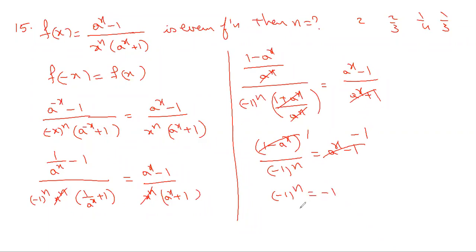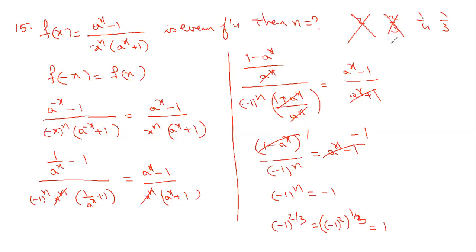So n can be many even numbers, odd numbers. There are many values possible for n; 1 is also fine, but out of the options, which is possible, that's what they're asking. If you substitute n equal to 2, it is not going to satisfy. 2 by 3 also is not going to satisfy. Minus 1 power 2 by 3 can be written as (minus 1 power 2) whole power 1 by 3. This becomes 1 power 1 by 3, which becomes 1. So this is also not going to satisfy.